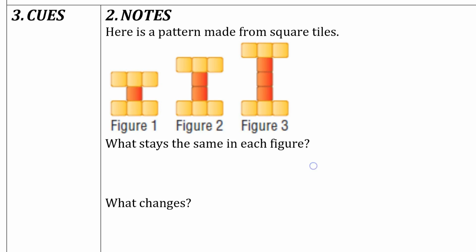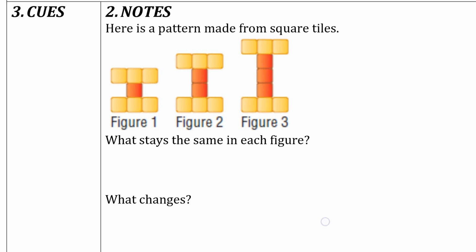So when we notice from figure 1 to figure 2 to figure 3, what stays the same in each figure and what changes? What stays the same is what we call our constant, because it remains constant. The thing that changes is going to be multiplied by the dependent variable.